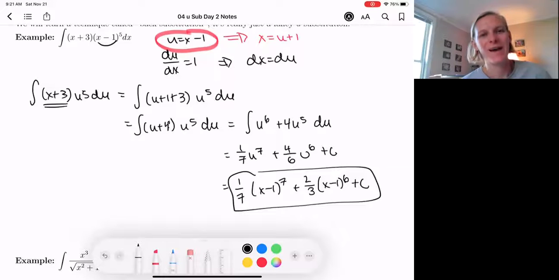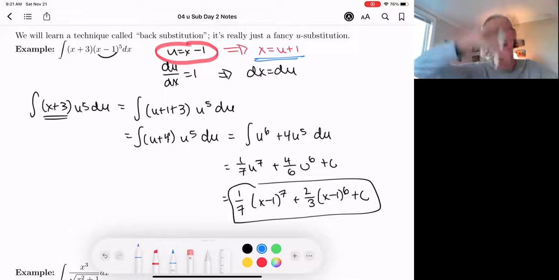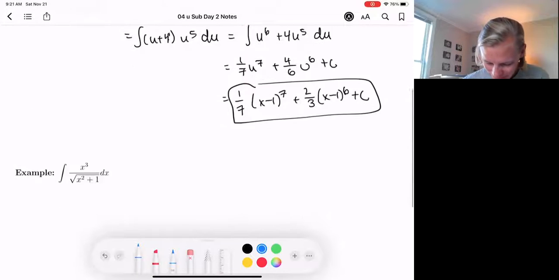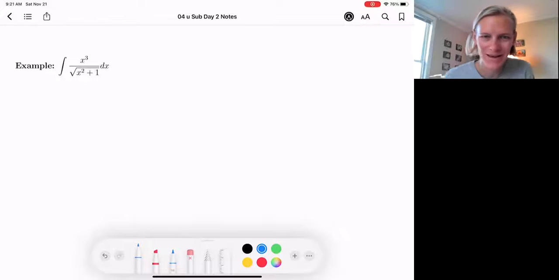Okay. So let's think about why that method is called back substitution. It's called back substitution because we're doing this piece here where we solve for x and then substitute that back in. So that's where the term back substitution comes in. So I'm just going to record this all in one video. Why don't you try this next example on your own and then restart the video.